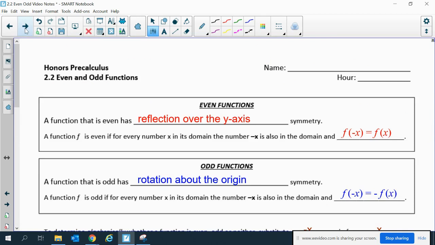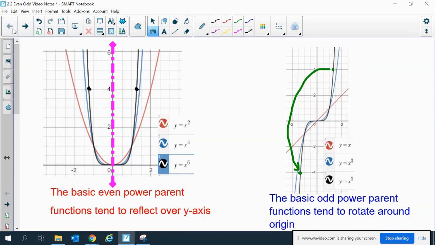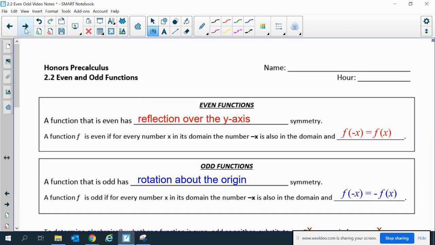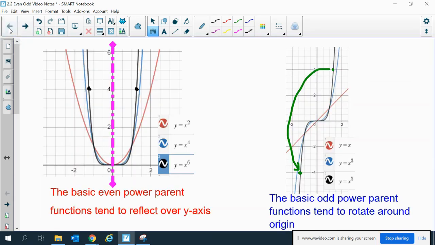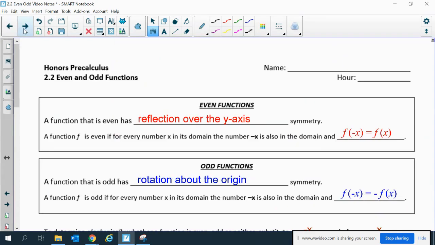So now let's go to the actual notes. Even functions are functions that behave a lot like these basic parent even-powered functions. They have symmetry over the y-axis. And odd functions behave very much like on the previous slide that I had, where they have symmetry by rotating around the origin. So a function that is even reflects symmetrically over the y-axis, and a function that is odd rotates symmetrically about the point 0, 0.